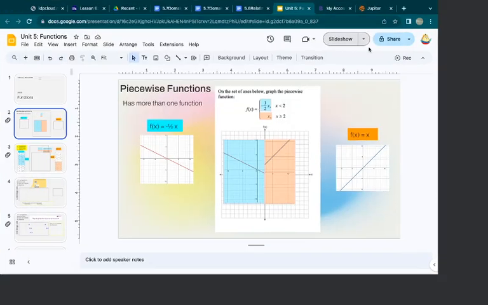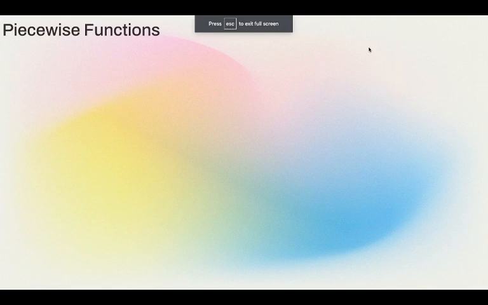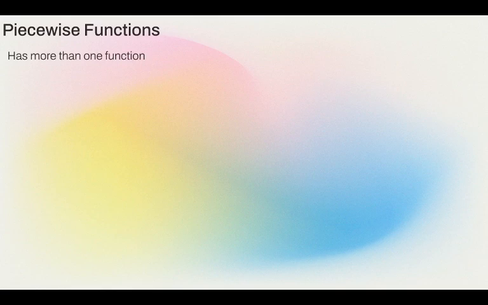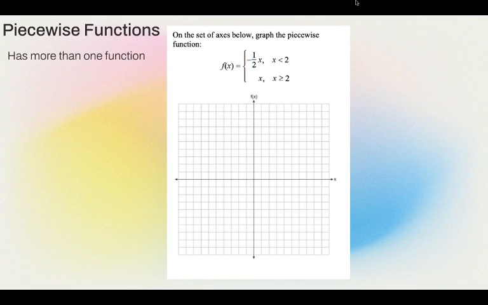Hi, this video is an introduction to graphing piecewise functions. I'm really excited to show you these. A piecewise function is a combination of more than one function. So here's an example. As you can see, f of x is defined by two functions.